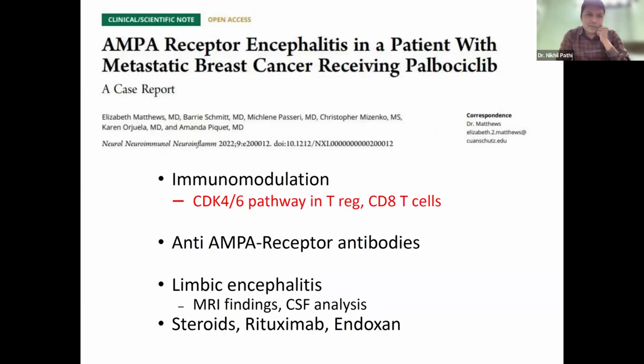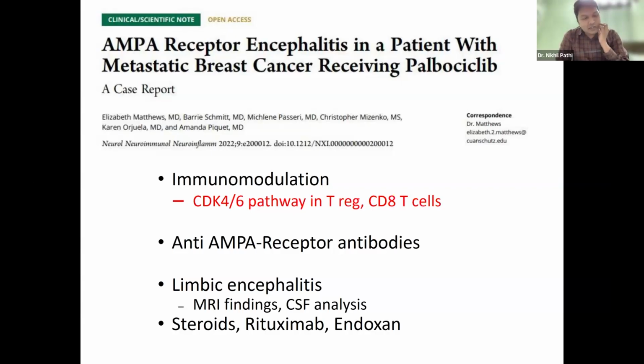Since our patient was not fitting any of this, and we were really stuck on what clinical picture was happening with her, we did a literature review for palbociclib-induced encephalitis. We found it interesting because this sort of picture usually happens with the use of immune checkpoint inhibitors, wherein some autoimmunity is triggered against the AMPA receptor. But with longer usage of palbociclib, some patients tend to have inhibition in the CDK4/6 pathway, especially in the T regulatory as well as CD8 T cells, which might trigger autoimmunity against this particular antibody.